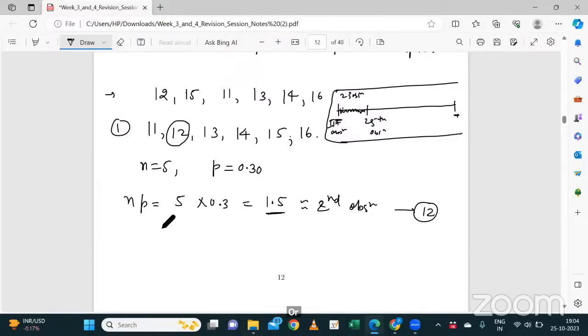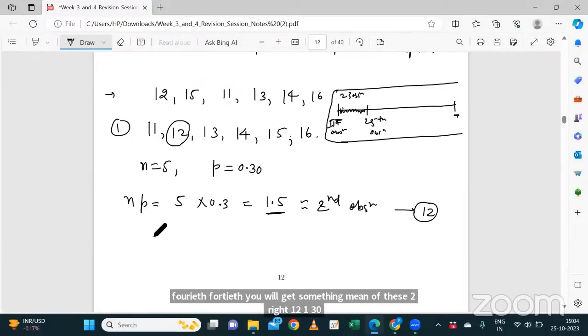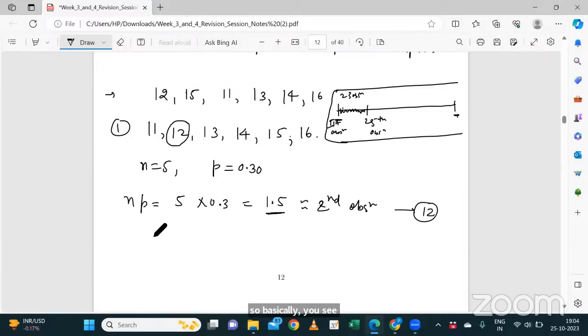12 and 30. Okay, so basically, what does this mean? Suppose the observation can be anything between 12 and 13. It can be 12, 12.1, 12.2, or all the observations can be 12, 12, 12, 12, or 13, 13, 13, between these two. This is a very small data set, that's why we are getting the same one. Okay, so let's try to understand the key concept here.